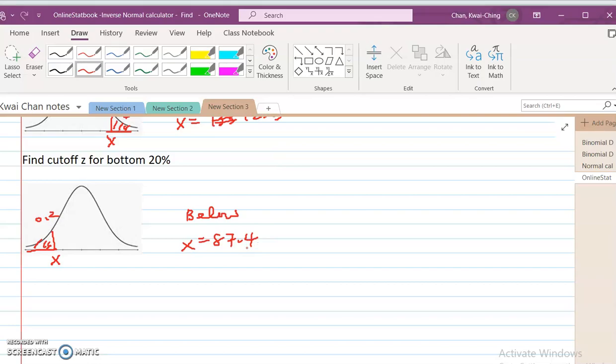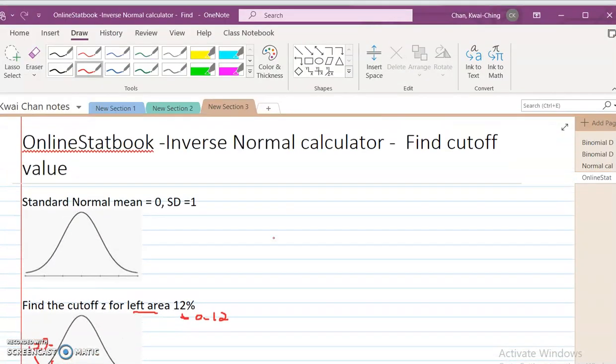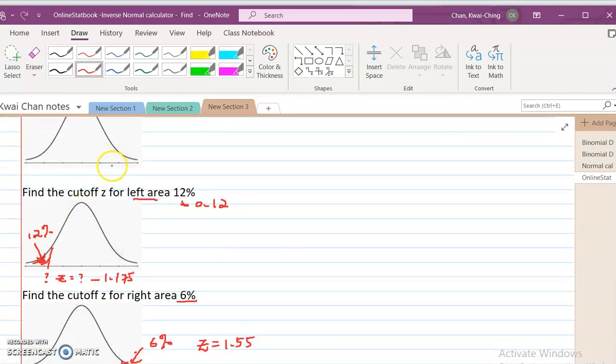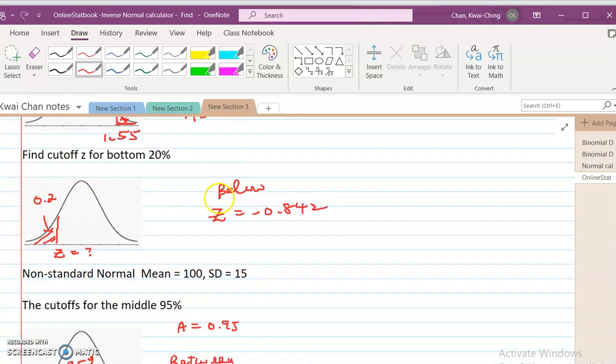So all in all, the inverse normal calculator is used to find the cutoff if you are given either the left area or right area. If you have a left area, you use below. If you have a right area, you use above.